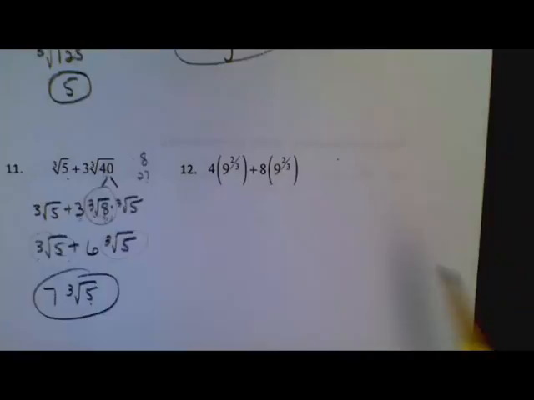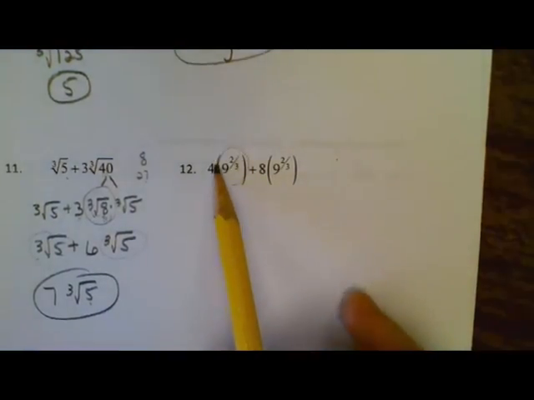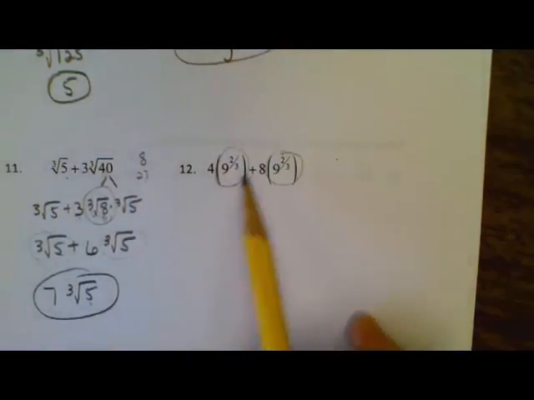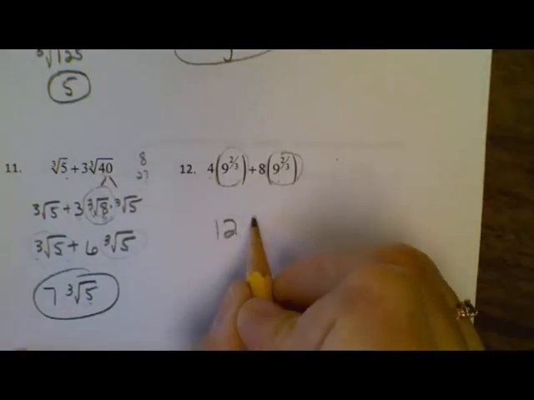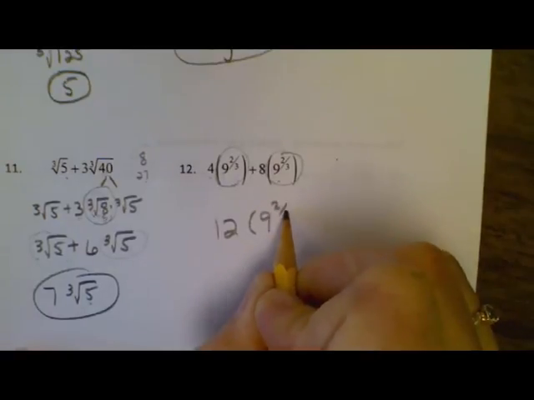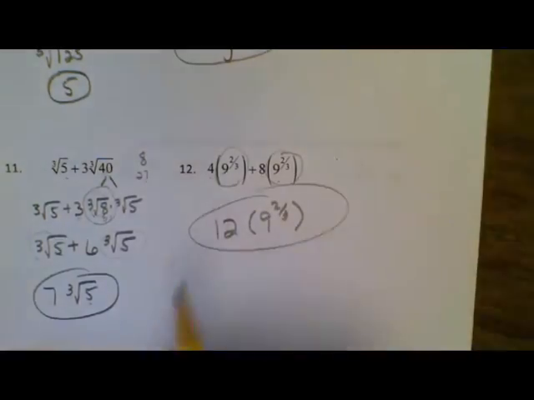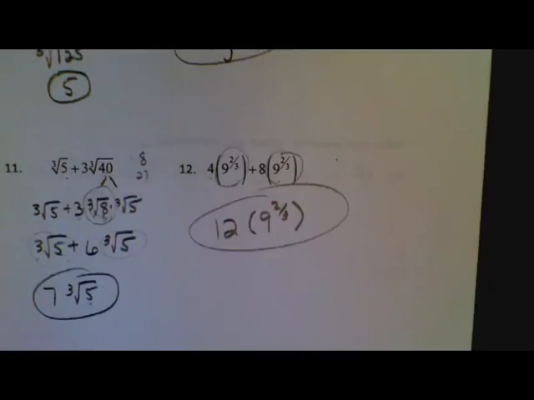All right, 12 shows you that even if it's in exponential form, they can be like terms. As long as these are the same, if I have 4 of those terms plus 8 of those terms, how many do I have? I have 12 of those terms. And there's my answer. Okay? All right.